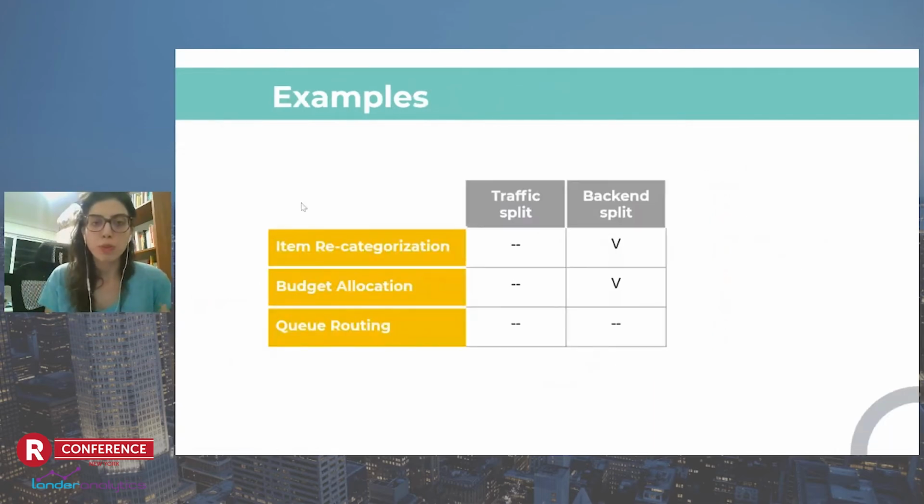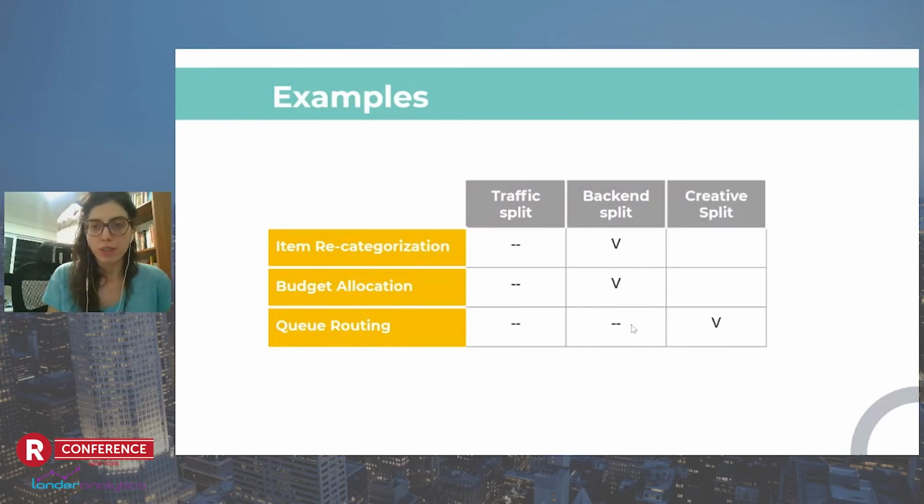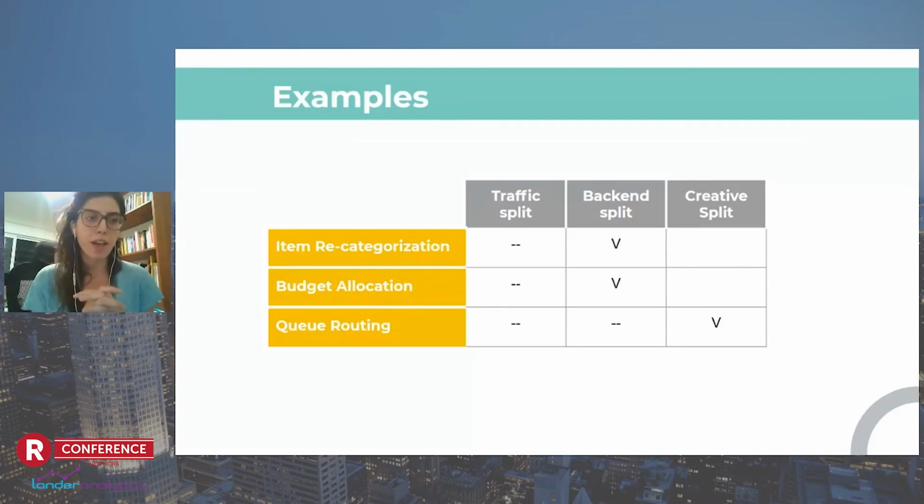Like I said before, in the categorization, we can have it on backend and also the budget allocator. The queue routing, we couldn't, because we had to release it all at once. But even in these extreme cases where we cannot find any other solution, there is what I call a creative split, when we split the days of the week. So for example, they had to release the entire queue, so we had kind of a slow release.